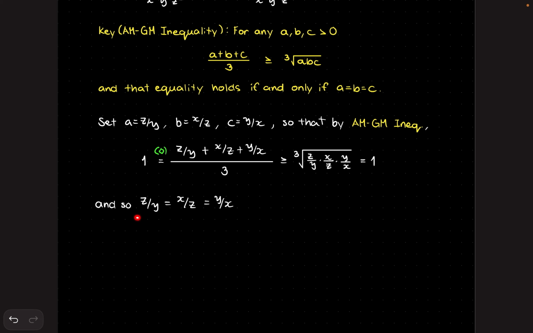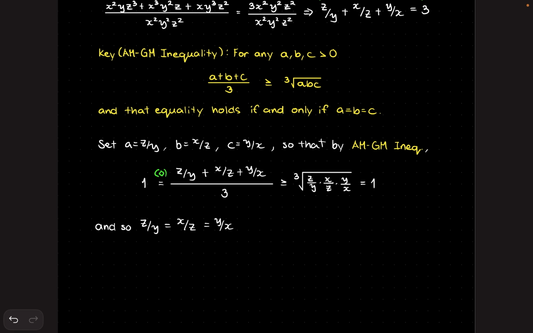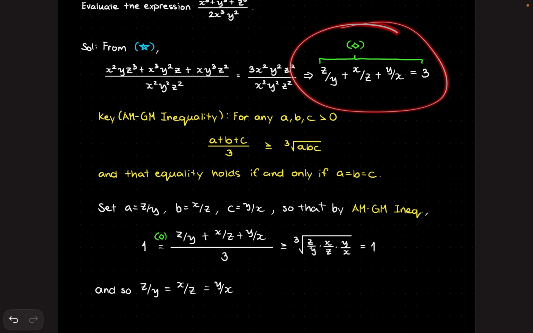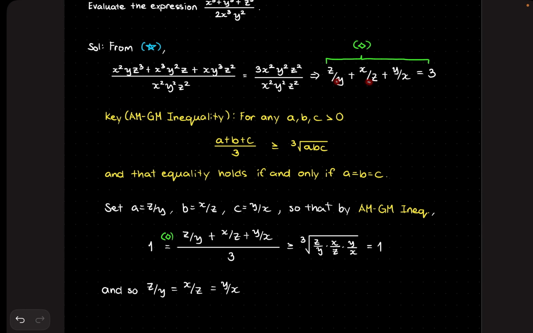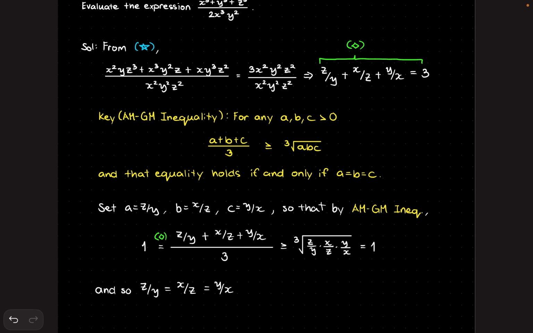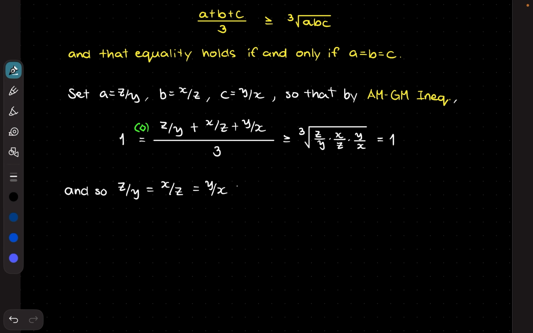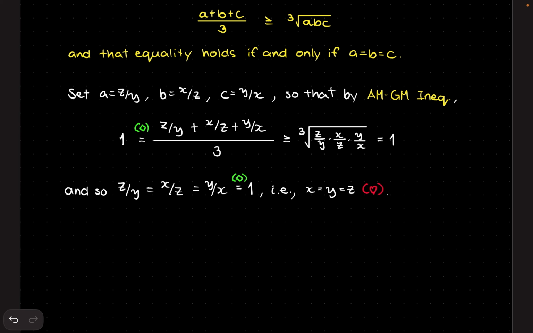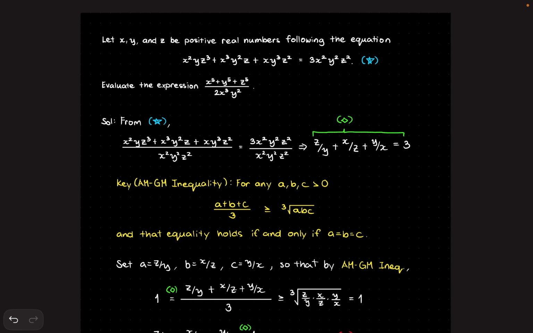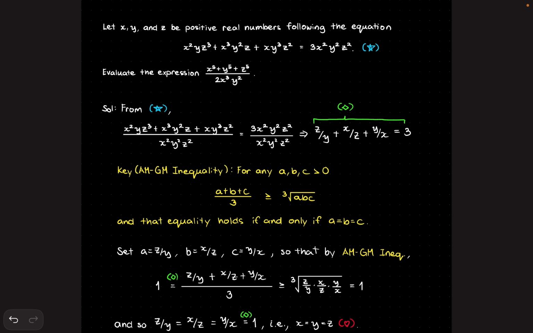But what would happen if this is the case? If this is the case, going back out here, if these three things are equal, and they are equal to 3, it must follow that each of them must be equal to 1. Or equivalently, this is just one step away from what we want. Using this equation, x equal to y equal to z, we can actually now solve our problem, obtaining this expression.